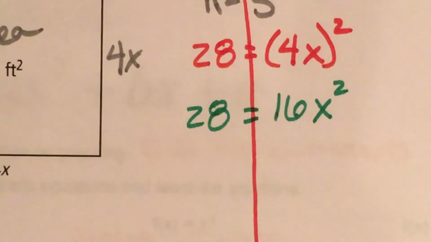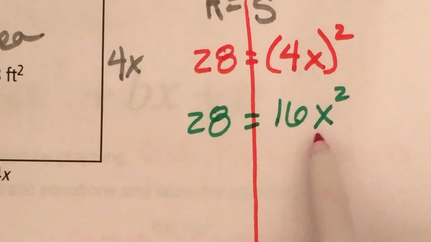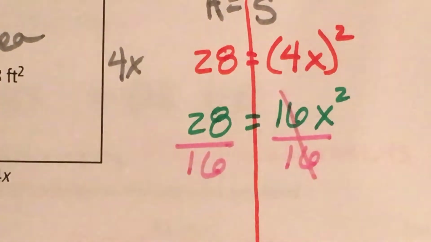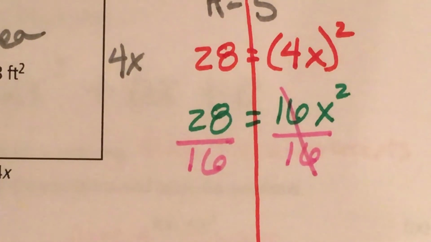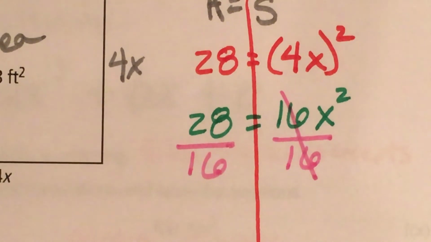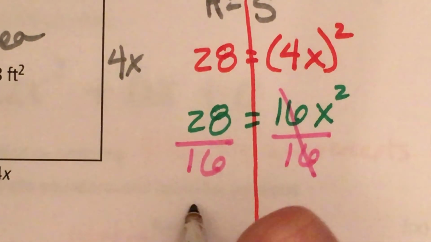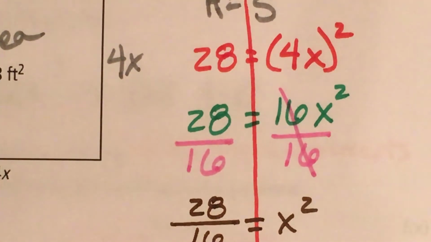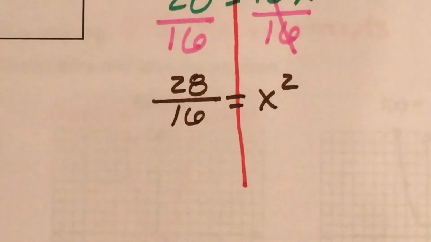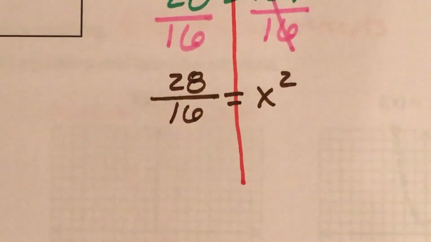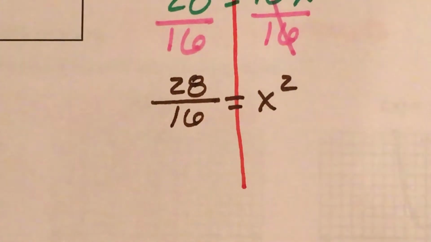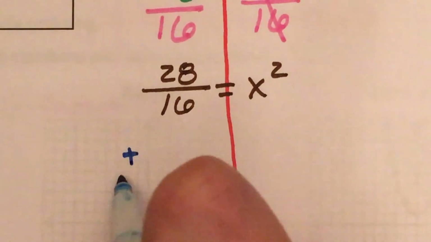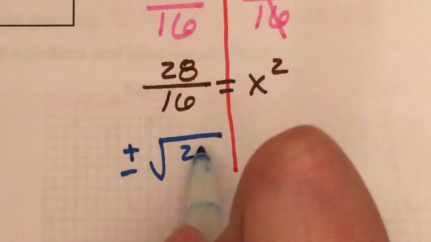Now, how do we go ahead and get rid of the 16? Yep, divide on both sides because the 16 and the x were multiplying. So I have 28 over 16 equals x squared. How do I get rid of this square? The same way we've been getting rid of it for this whole lesson. Square root. But remember to take your plus and your minus.